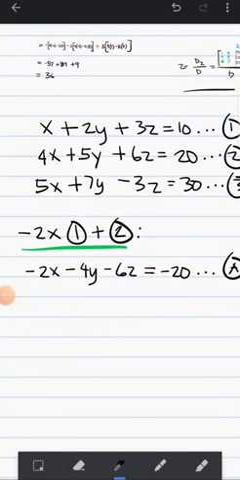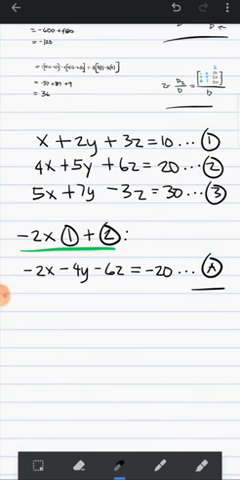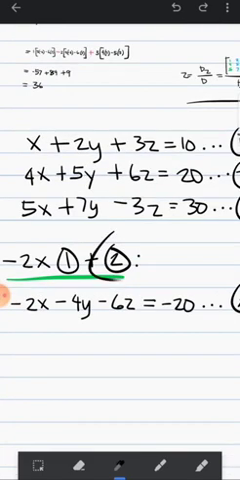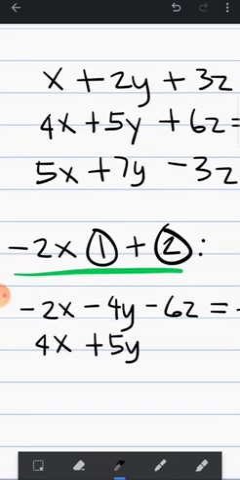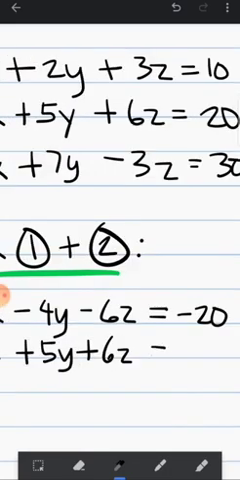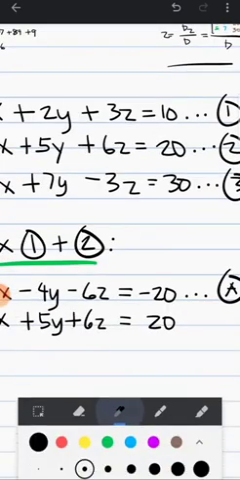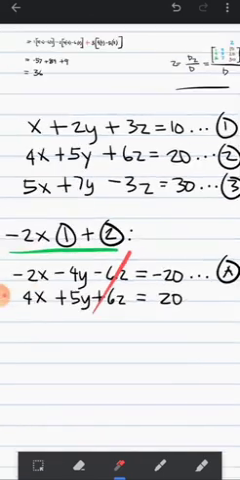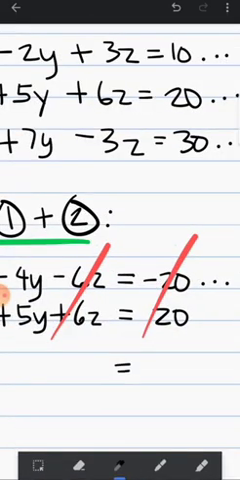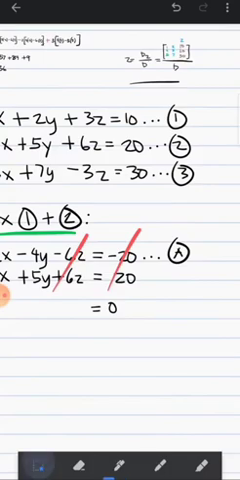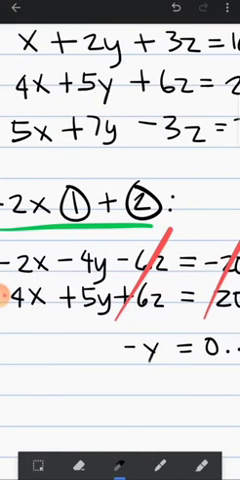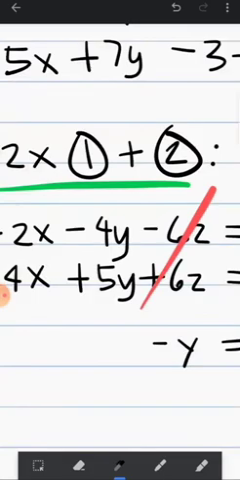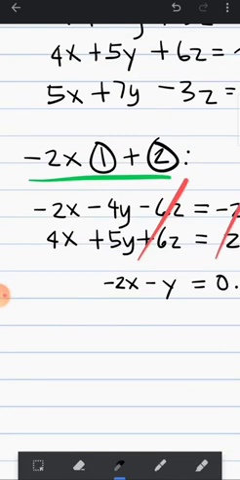Let's combine first equation A to equation 2. So 4x plus 5y plus 6z equals 20. So this will cancel out. And also this one. So it will give us 0. Another equation. That would be negative 4y plus 5y is negative y. Then for z, it's negative 2x. So that's our equation A.